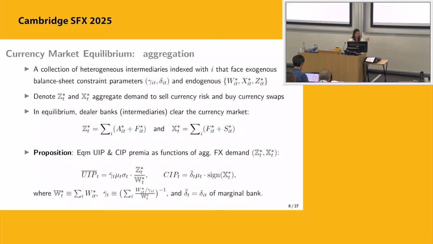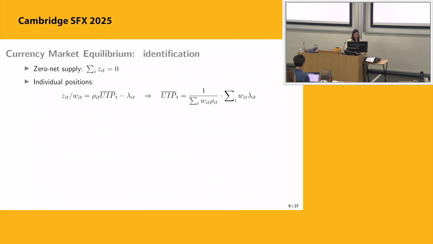When you aggregate, this is the math for the aggregation. Basically, you will get that in equilibrium, UIP and CIP premia are a function of the aggregate demand for currency risk Z of the market and the aggregate demand for the hedged currency position X. And the delta T, when you aggregate, will be the intensity of the constraint of the marginal intermediary that has to step in.